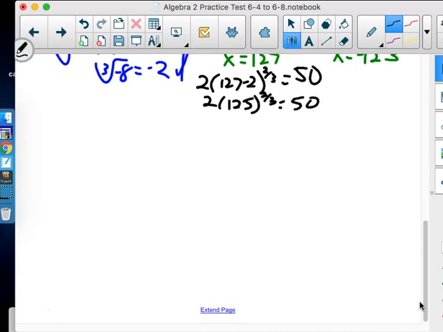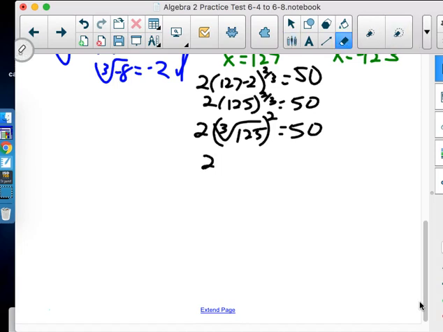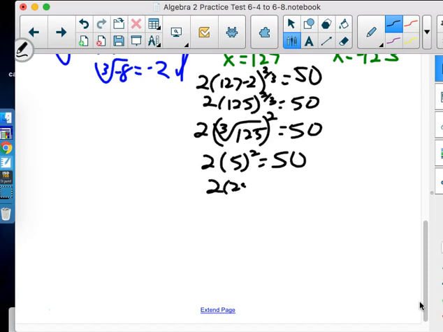Now, which of those is the root in that fraction power? 3. So it's 2 times the cubed root of 125 squared. What's the cubed root of 125? 5. So it's 2 times 5 squared. I'm writing too fast for the smartboard today. What's 5 squared? Is 2 times 25 equal to 50?